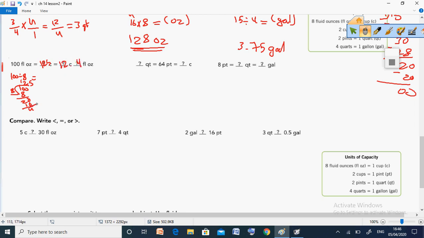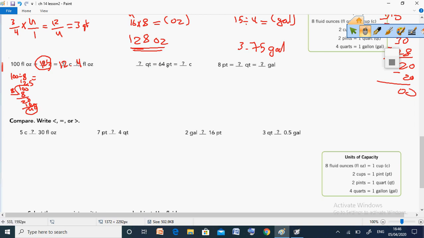4 left over, okay, because here I didn't divide. When I divide here, 40 divided by 8 is 5. I can say 12.5 if I want to keep dividing or continue dividing to get the exact answer, or I can say 12 cups and 4 fluid ounces left over.